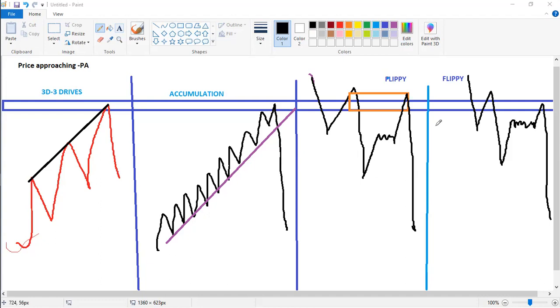Yeah, they are similar. The only difference is that one is on the flip zone, and the other one can be maybe just near the key level, maybe even just below that key level or that point of interest.